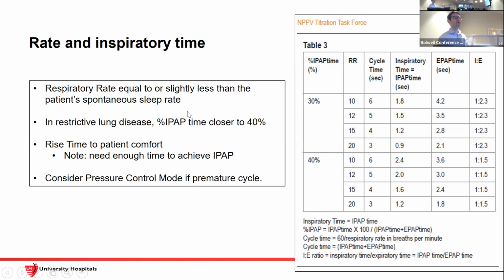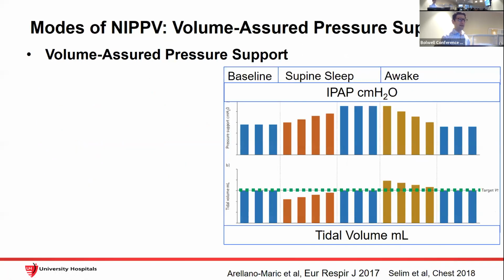But in general, we recommend setting the rate to the patient's spontaneous rate. In restrictive lung disease and neuromuscular disease, you want to pick closer to 40% IPAP time. Sometimes they need up to 50%. And then rise time, you want to set to patient comfort. And then like we talked about, you want to consider pressure control mode if there's premature cycling. I think we're out of time, so I'm not going to talk about VAPS, but we'll leave it with that.